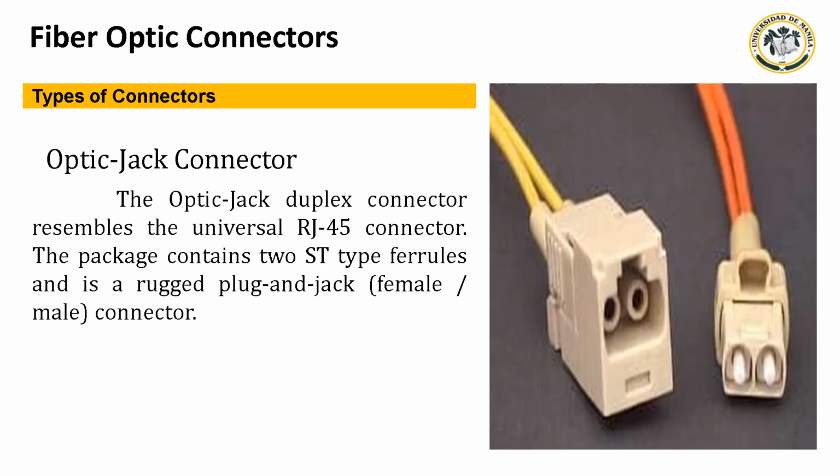Next is the optic jack connector. The optic jack duplex connector resembles the universal RJ45 connector. The package contains two ST-type ferrules and the plug and jack, female and male connectors.